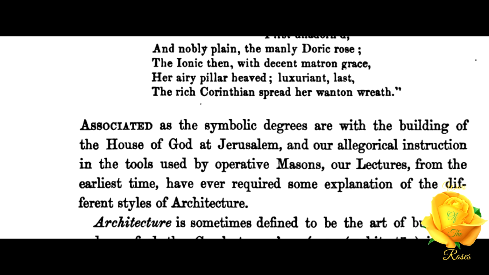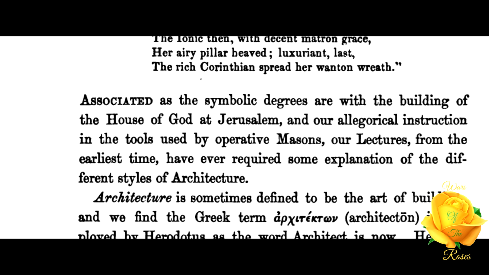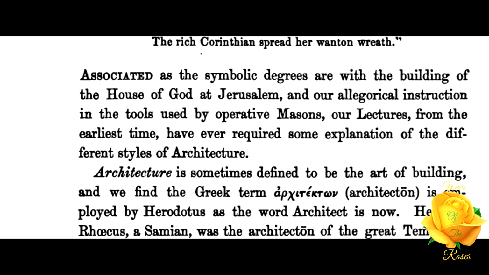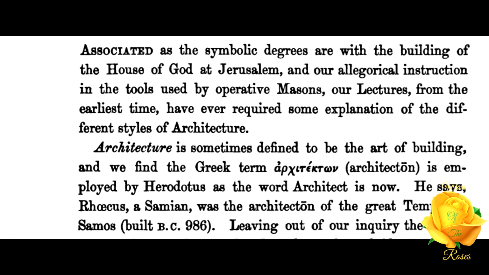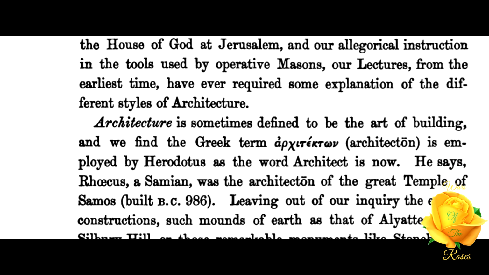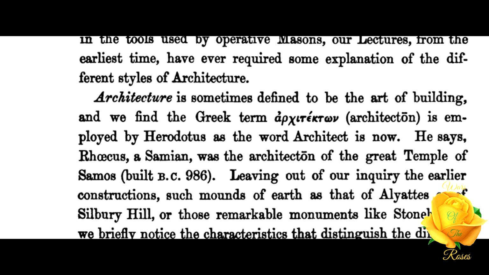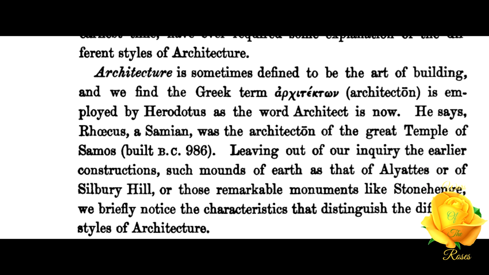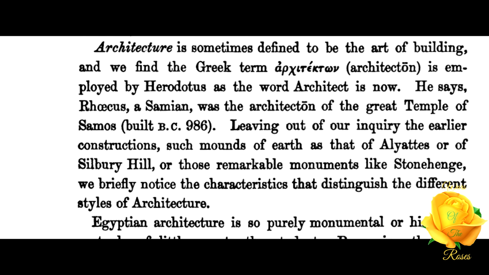Associated as the symbolic degrees are with the building of the house of God at Jerusalem, and our allegorical instruction in the tools used by operative masons, our lectures from the earliest time have ever required some explanation of the different styles of architecture. Architecture is sometimes defined to be the art of building, and we find the Greek term architekton is employed by Herodotus as the word architect is now. He says, Rhoecus, a Samian, was the architecton of the great temple of Samos, built BC 986.